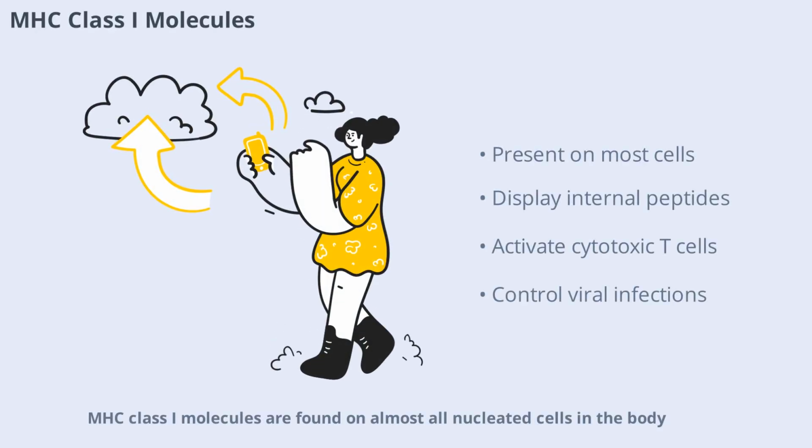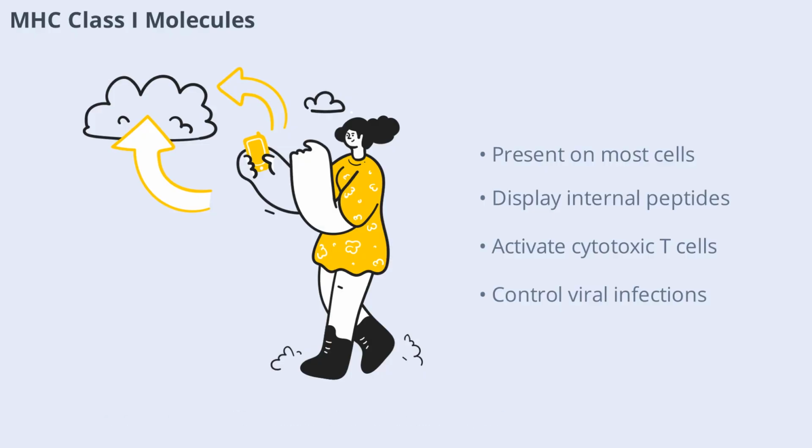MHC class I molecules are found on almost all nucleated cells in the body. Their main job is to present peptides derived from proteins made inside the cell, such as those from viruses. When cytotoxic T cells recognize a foreign peptide on MHC class I, they are triggered to destroy the infected cell. This mechanism is vital for controlling viral infections and eliminating cancerous cells. The specificity of this system helps ensure that only abnormal cells are targeted.